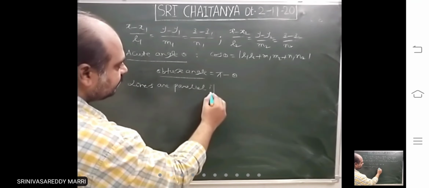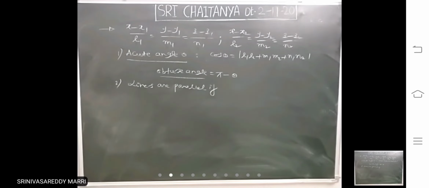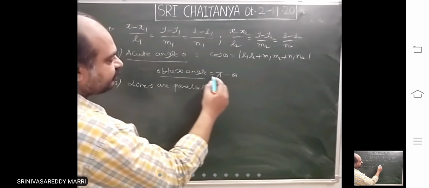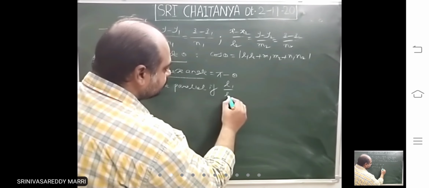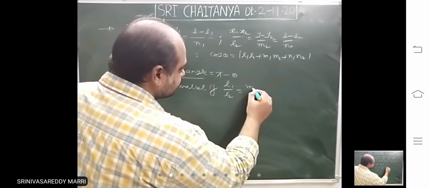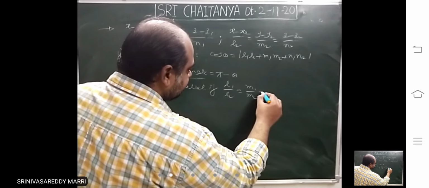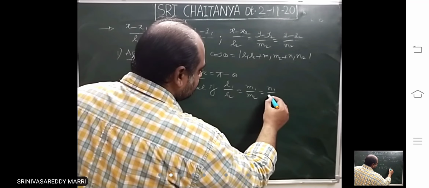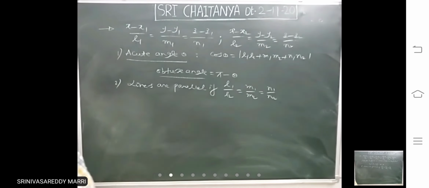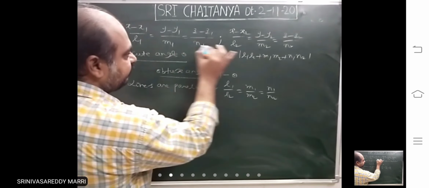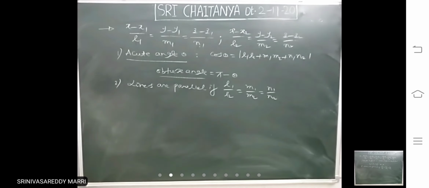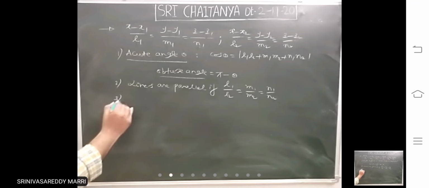Lines are parallel, if lines are parallel means what is the formula? L1 by L2, I already discussed. M1 by M2 equal to N1 by N2. These ratios L1 by L2, M1 by M2, N1 by N2, if they are equal, lines will be parallel.